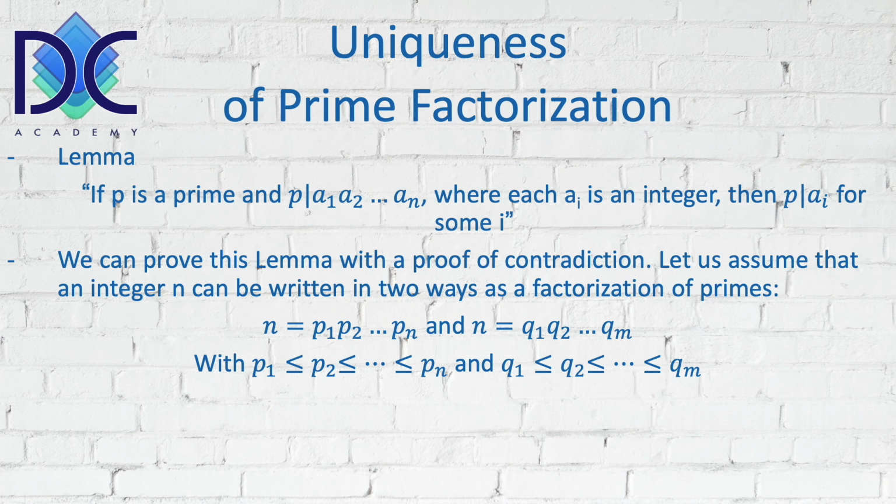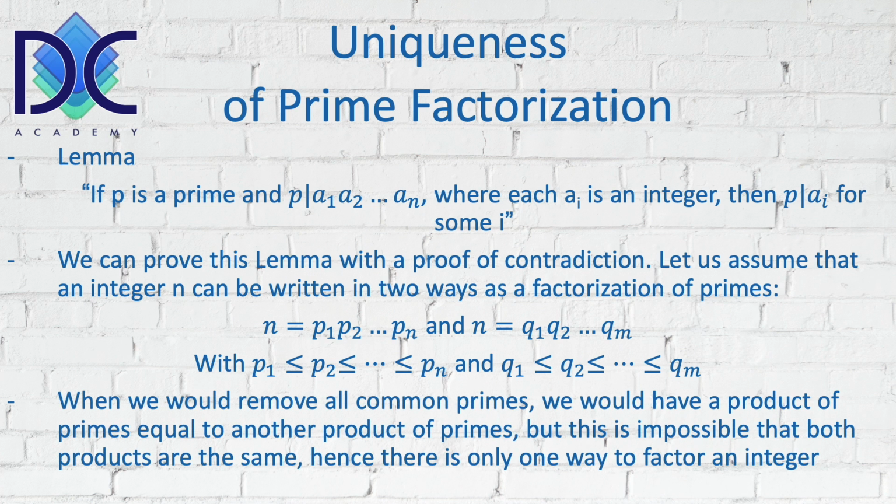So when we look at the primes, we order them in non-decreasing order. So P1 is the lowest one, then P2 up to Pn, and the same for the Qs. So we have them ordered, and we can eliminate the primes which are identical easily.